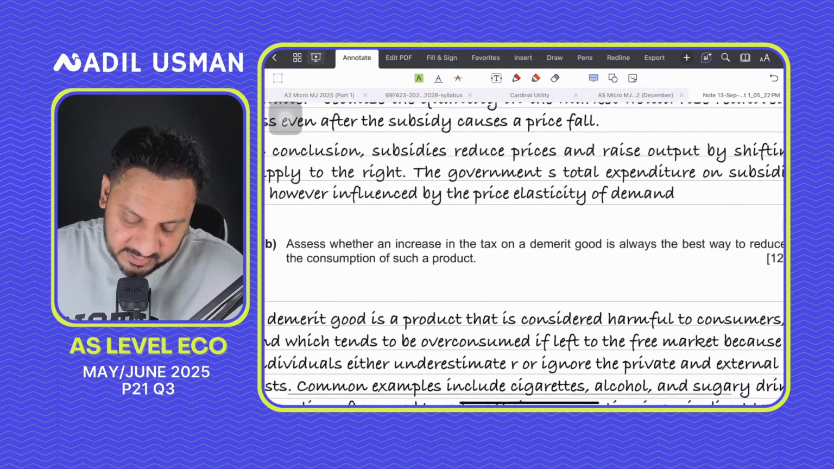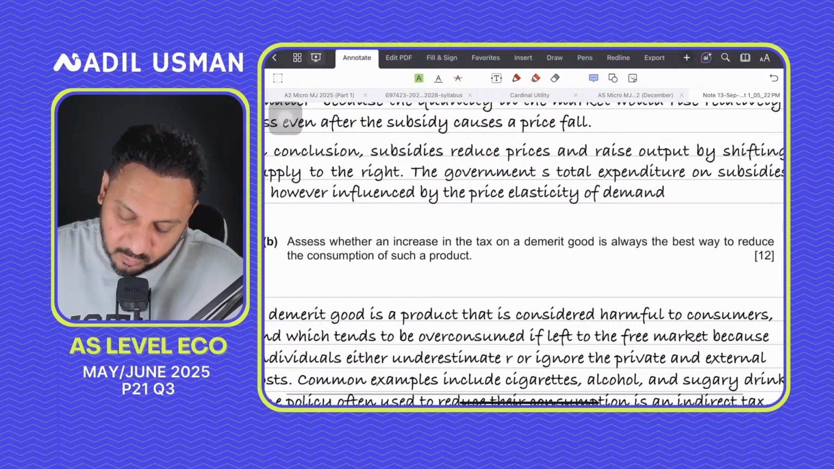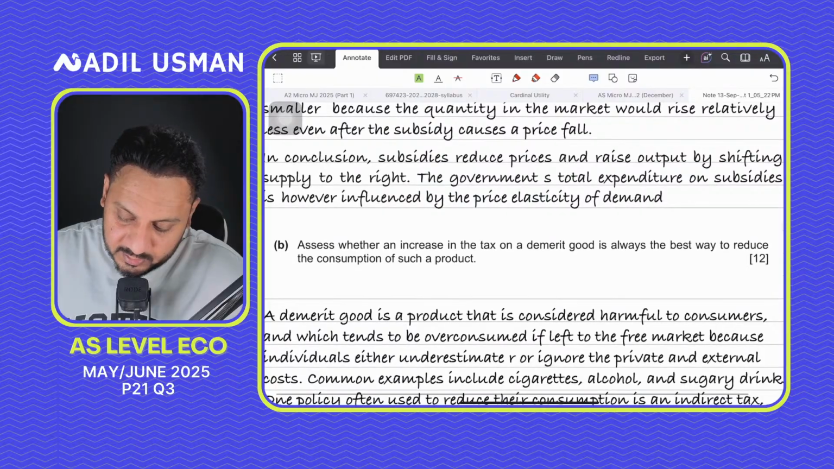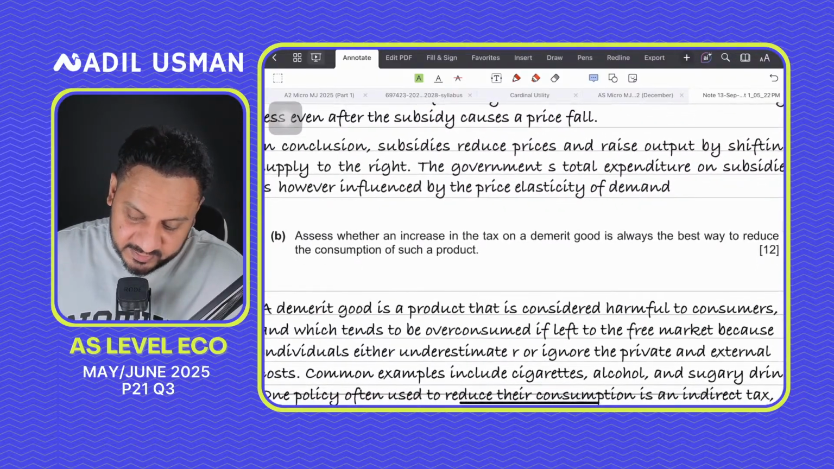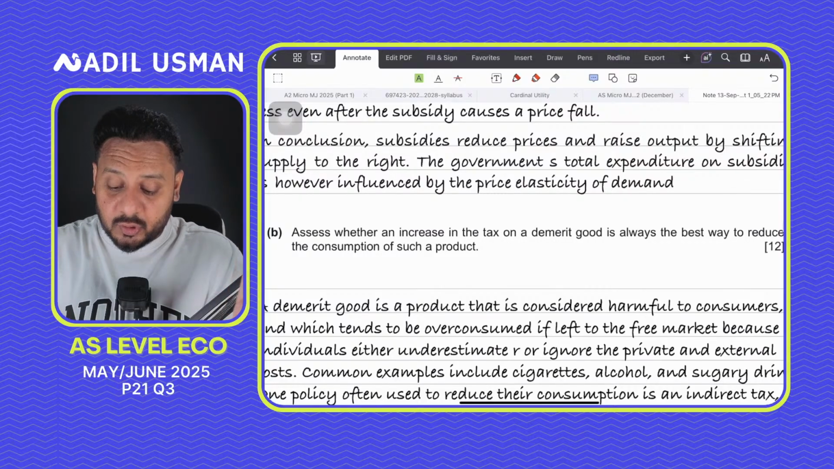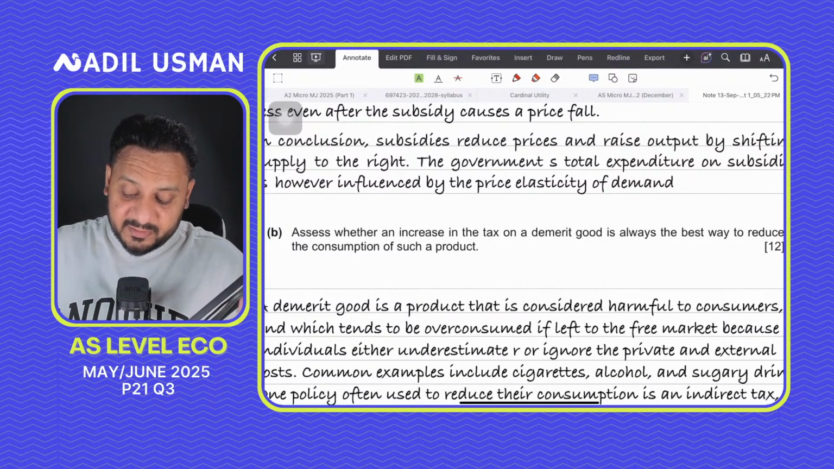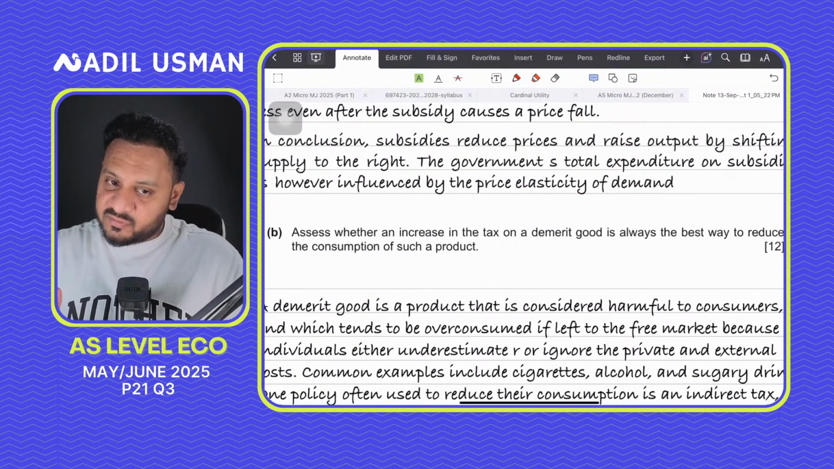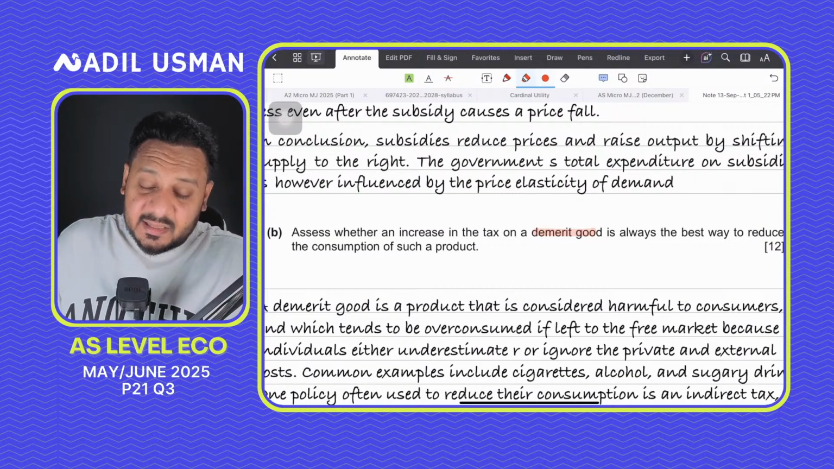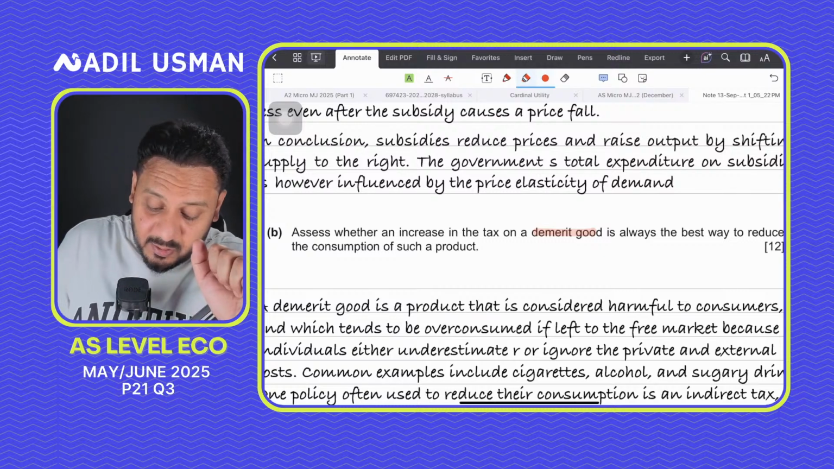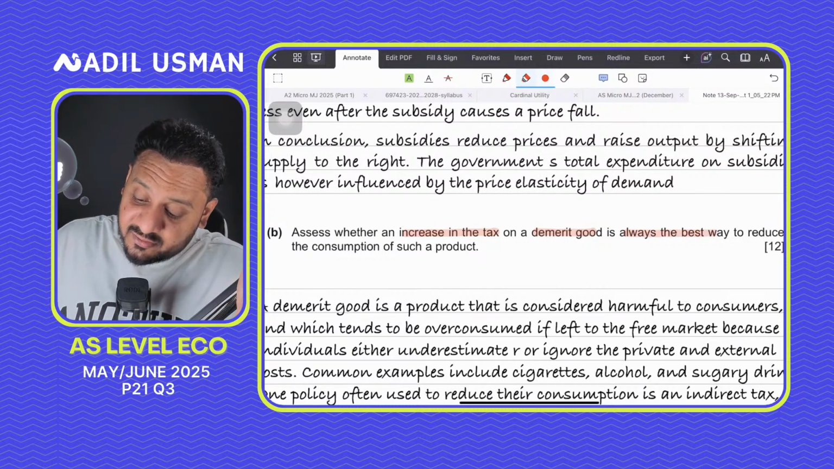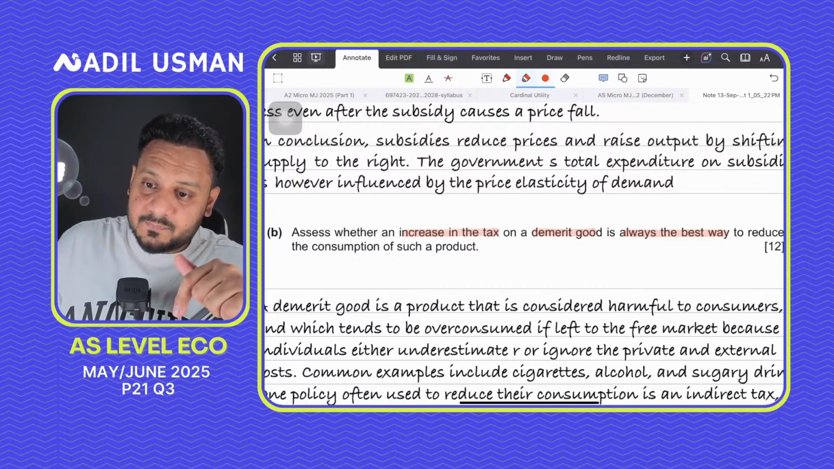Assess whether an increase in the tax on demerit goods is always the best way to reduce the consumption of such a product. So what will I think? I will say, okay, fine. It's a question on demerit goods. Then they are explicitly talking about an increase in tax, which is obviously an indirect tax, being always the best way to reduce the consumption, right?